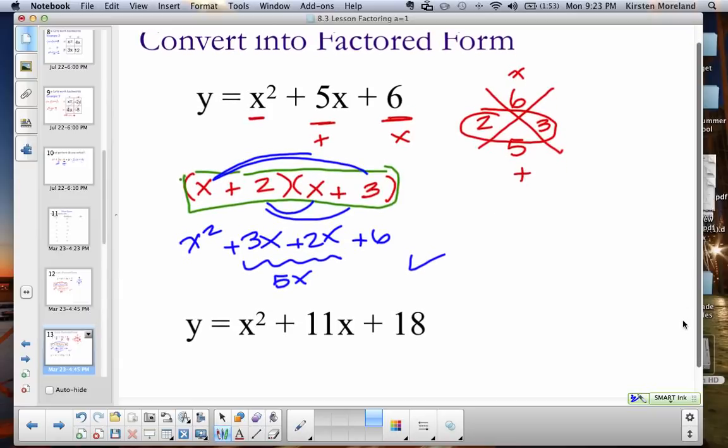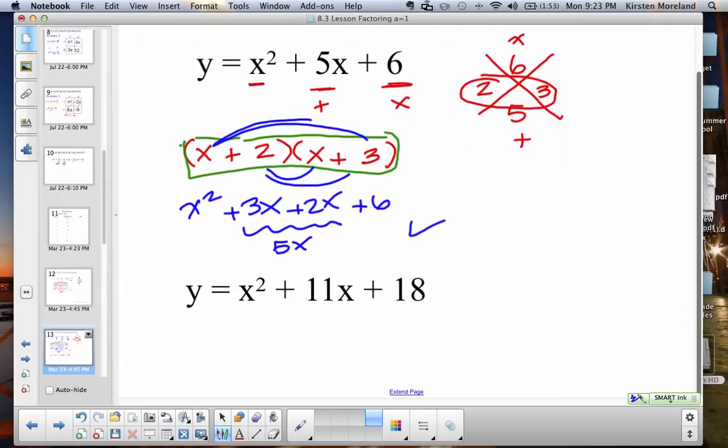I want you to pause the video and try to set up your diamond at least for the bottom problem. I know some of you may still be a bit confused, but just try it. So I'm going to set up my x. I want to multiply to the last number, which is 18, and add to 11. So factors of 18 that I know are 2 and 9. Those add to 11. So you set up your parentheses.